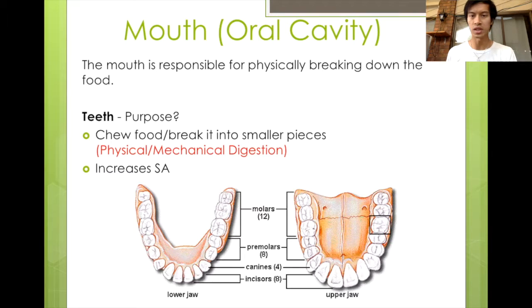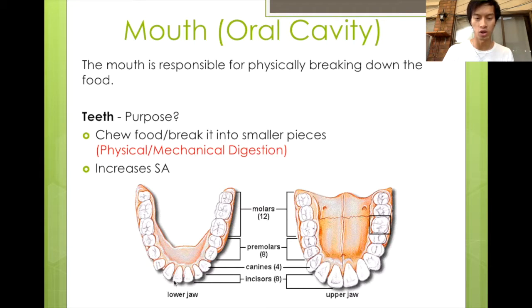So let's start with the mouth, the oral cavity. The mouth is responsible for physically breaking down the food. We call this mechanical or physical digestion, and it is done through your teeth. You chew your food to break it into smaller pieces, and the main purpose of that is to increase the surface area of the food, and it squashes it up and makes it really soft.